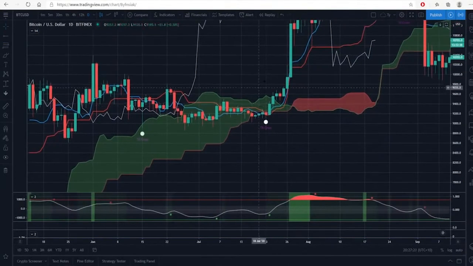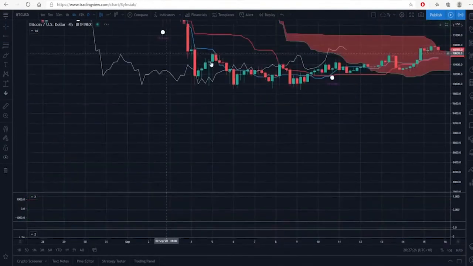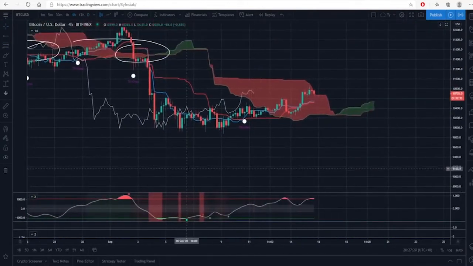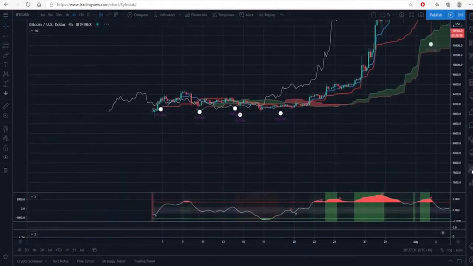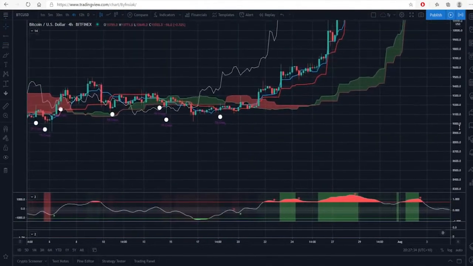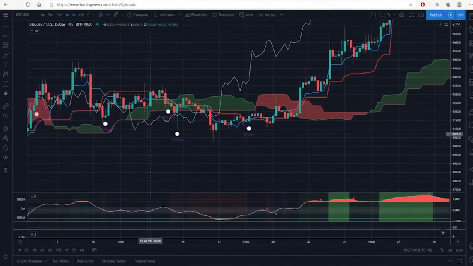And I guess the strength of the validity of the TK cross can be confirmed a little bit more. If you are a patient trader, you may wait for the next candle close to take effect and see whether the angle of your base and conversion lines has started to trend upwards. If you're seeing a TK cross in this zone, and things are a little bit flat, then yeah, you might pay attention for a short-term trade.